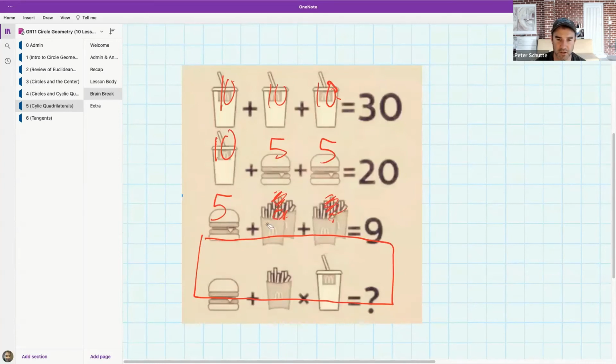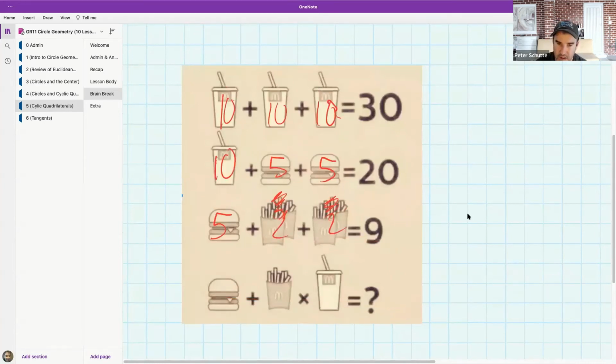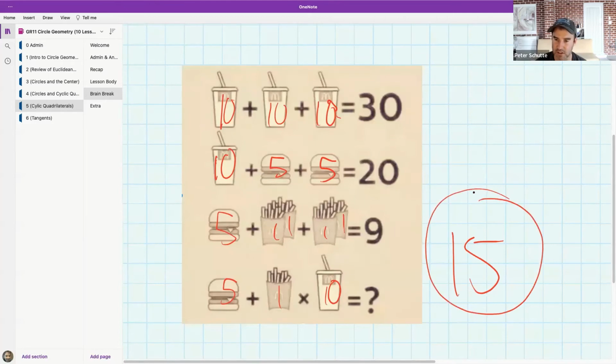What should have happened there is each of the packet of chips, there we go. Each of the packet of chips is going to be 1 each. So 5, 1, 1, 1, 1, which means the final answer will be 5 plus 1 times, what is that? It was 10. And so the final answer is going to be 15. Okay. Well done.